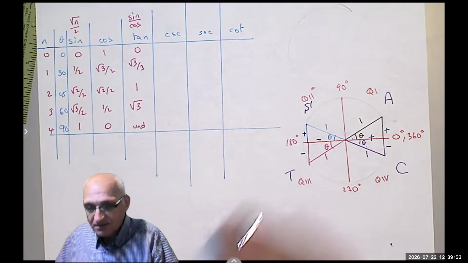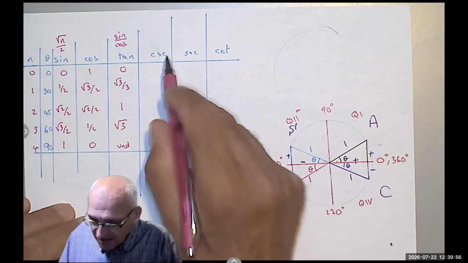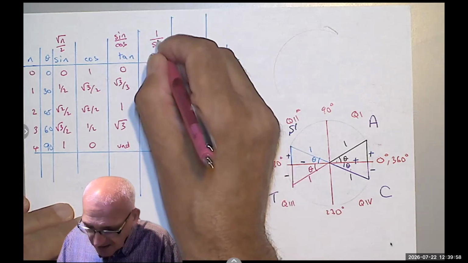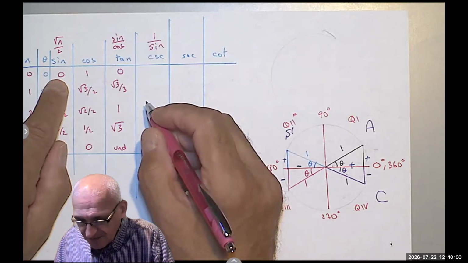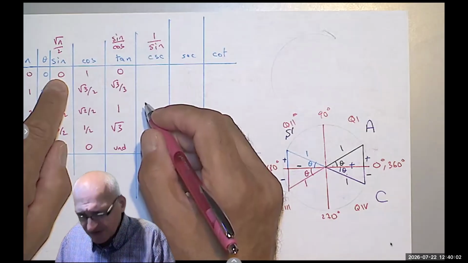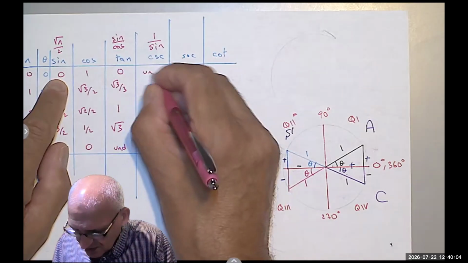You get infinity here. Cosecant is 1 over sine. So the reciprocal of what? 0, 1 over 0, again undefined or infinity.